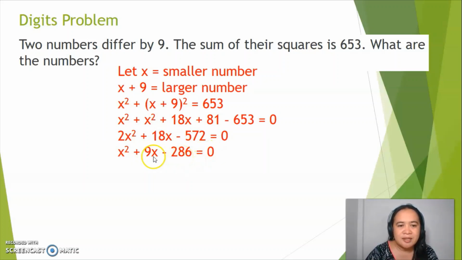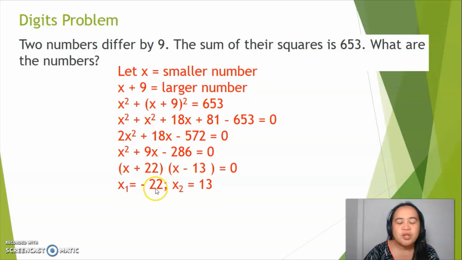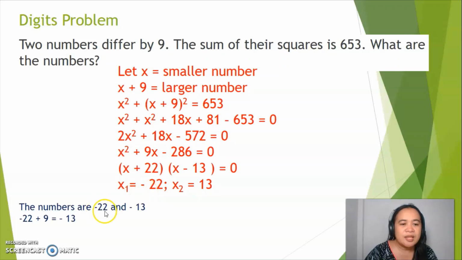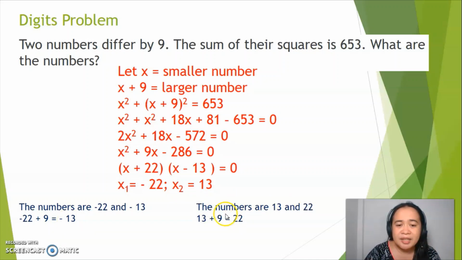Now, factors here in order to get 9 would be 22 and negative 13. So the possible values for x could be negative 22 and 13. So therefore, if one number is negative 22, the other number would be negative 22 plus 9, which is negative 13. If we use 13 as one number, to get the other number, that would be 13 plus 9, which is 22.